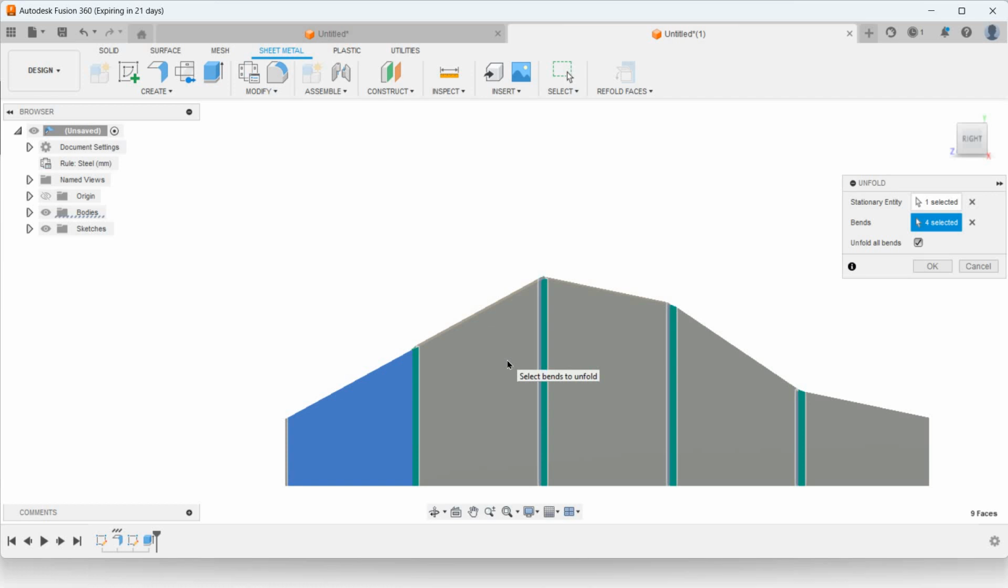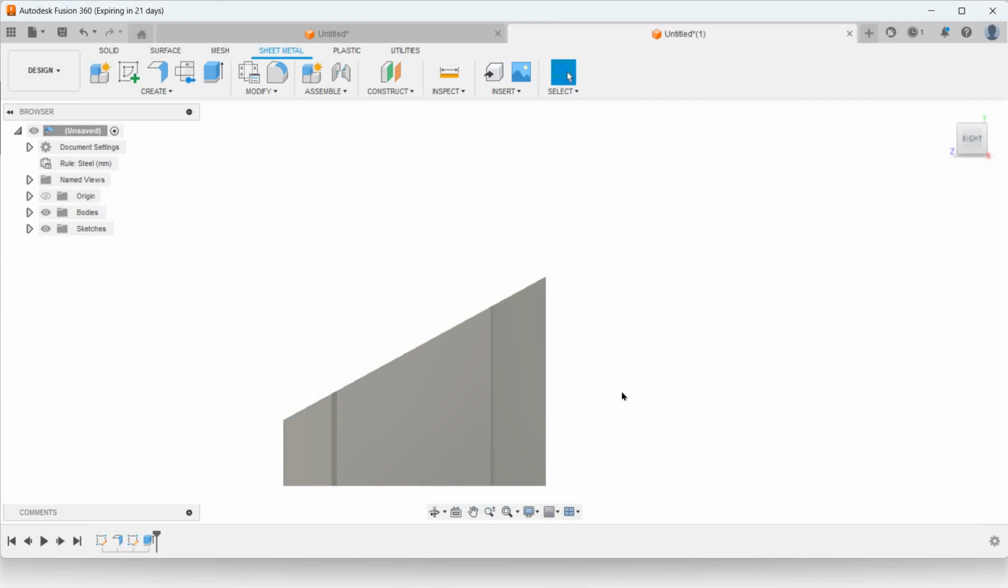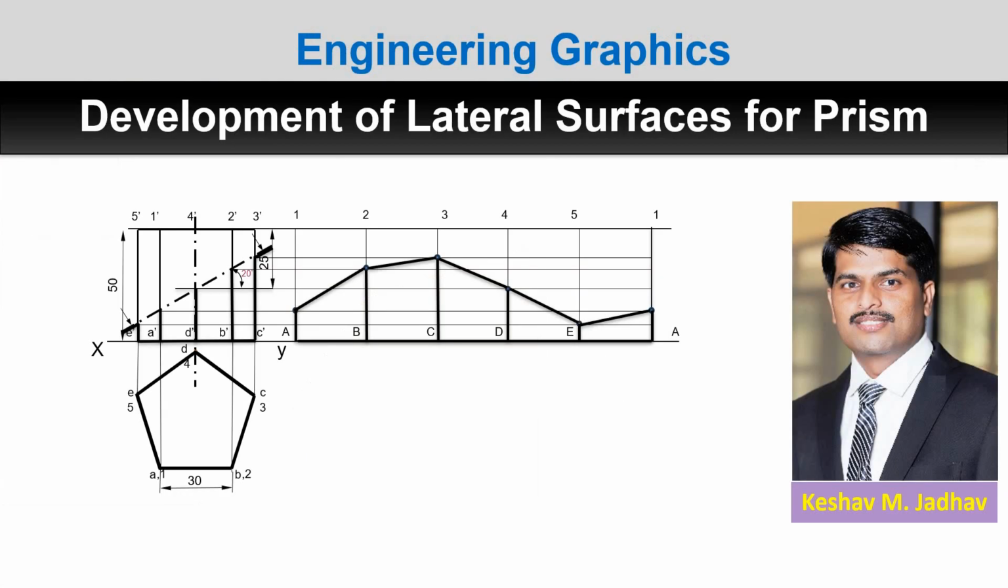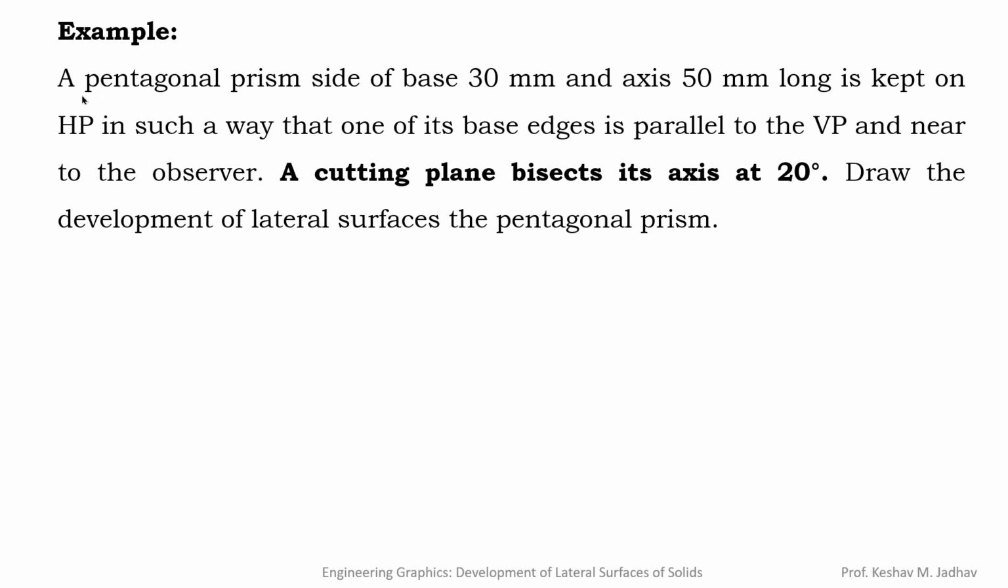Understanding of development of lateral surfaces is very important because if you have to manufacture any product like prism by using sheet metal, then first we need to cut that sheet metal in required shape and then we can fold to get the required shape like this. Now let us consider an example.